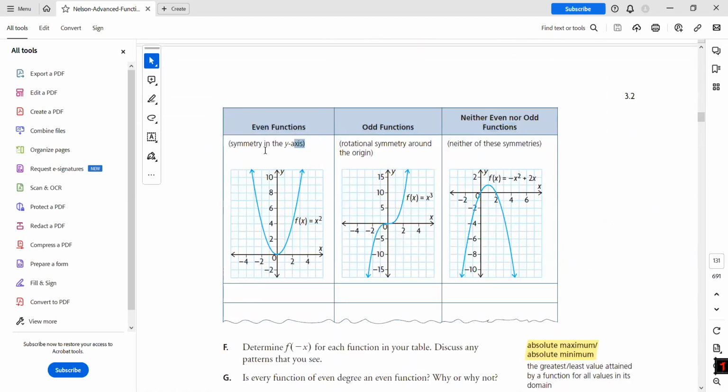Even function has a symmetry in the y-axis, okay? Odd function, rotational symmetry around the origin. And neither even nor odd functions have neither of the symmetries. So basically, you're going to see the symmetry only in standard form.